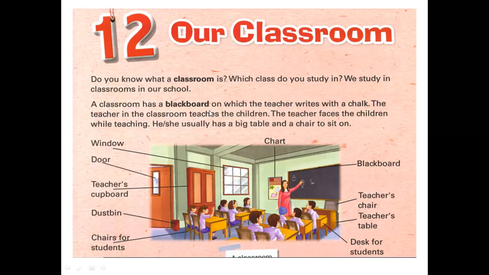A classroom has a blackboard. Yes or no? A classroom must have a blackboard. Without a blackboard, we can't teach in the class. A classroom has a blackboard on which the teacher writes with chalk. What will the teacher do? The teacher will use the chalk to write the letters and explain the lessons. The teacher in the classroom teaches the children. Who will teach in the school? The class teachers will teach in the school. Yes or no, children? The teacher will teach in the school.